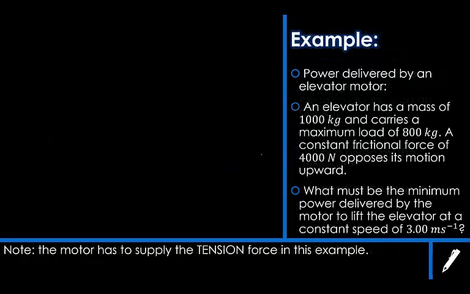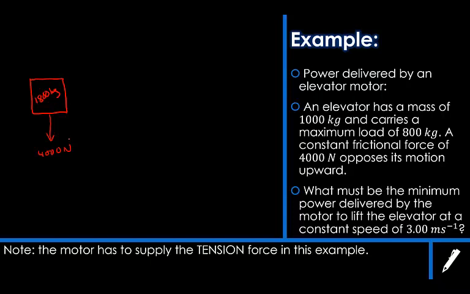So let's have a look at an example here. The power delivered by an elevator motor. We have an elevator of mass 1,000 kilograms carrying a maximum load of 800 kilograms. So we have an elevator like this, and its total mass is 1,800 kilograms. A constant frictional force of 4,000 newtons opposes its motion upwards. So we have a downwards force of 4,000 newtons.